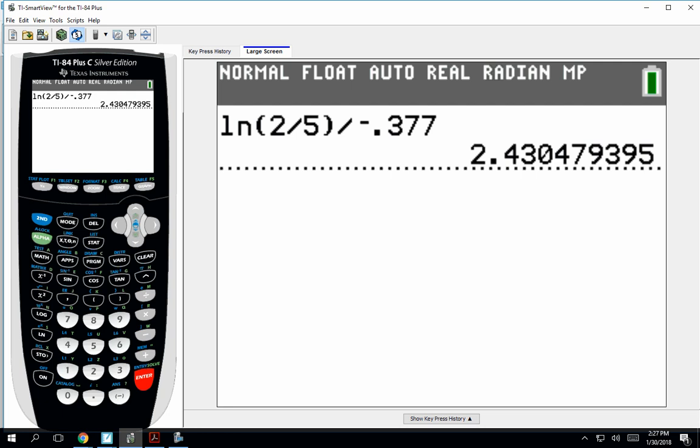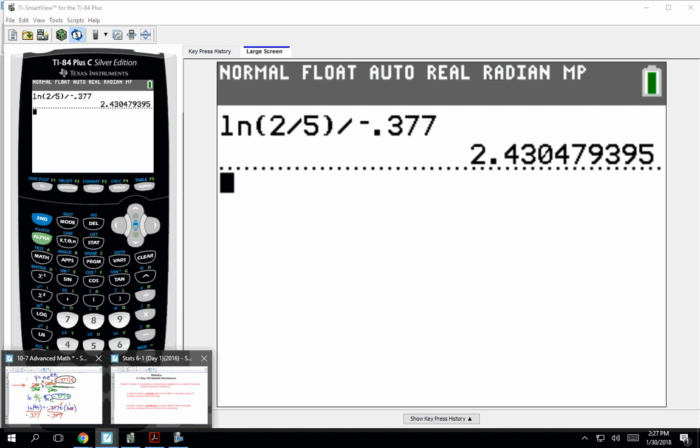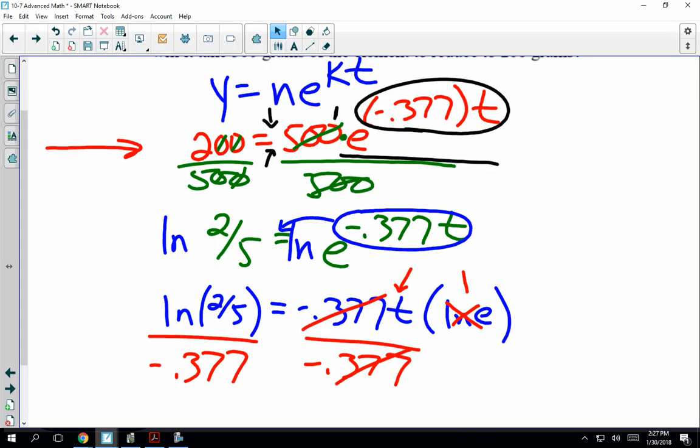Uh-oh, making you think. Because my numerator, if I actually typed out just the numerator, is actually negative. It's e to what power would give you 2/5? 2/5 is less than 1, correct? So it must be a negative. It's a negative over a negative, which makes it positive. So what's our label on this? 2.4305. So t equals 2.4305. What's days, right?